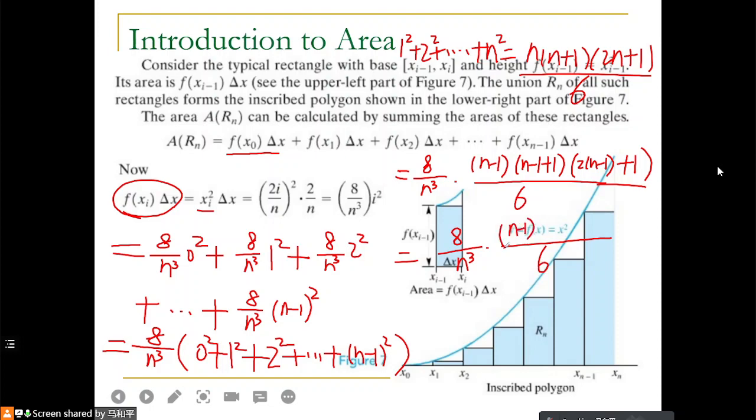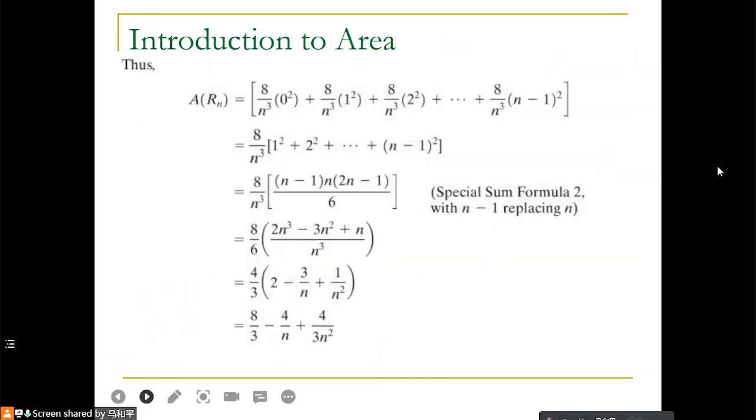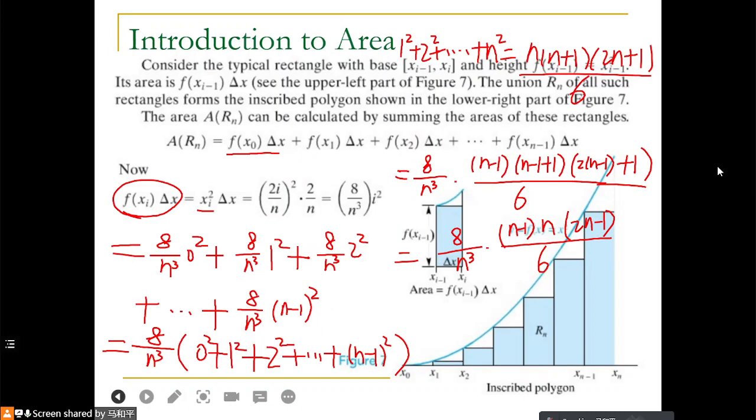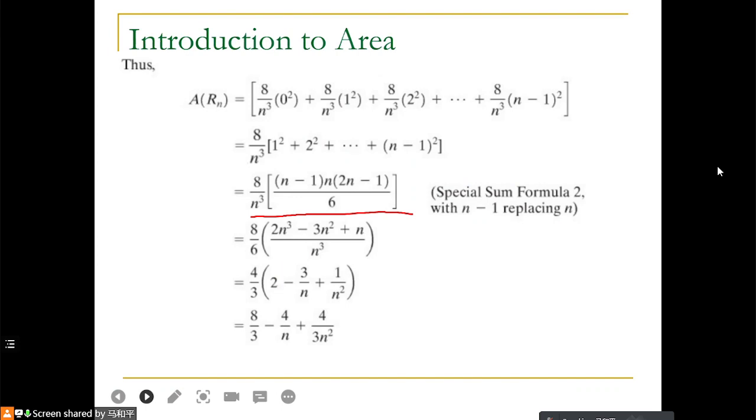This is n minus 1 times n, this is equal to 2n minus 1, we have here. Yeah, the same. Right? And n minus 1 times n times 2n minus 1 is equal to 2n cube minus 3n square plus n. This is over n cube.